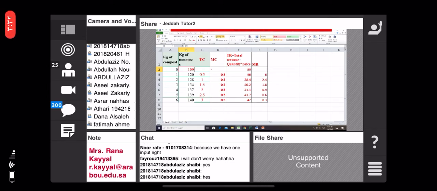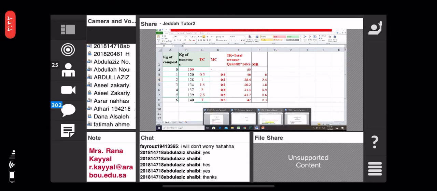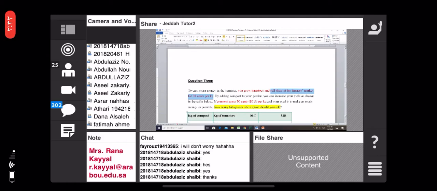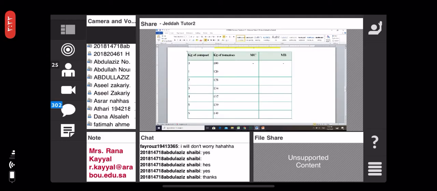So the hundred, how much? What I've done is 100 times 0.3. So it became 30. The same for the second row, 120 times 0.3. Did I answer your question, Abdelaziz? Okay. Let's go back. So let me just delete this table.